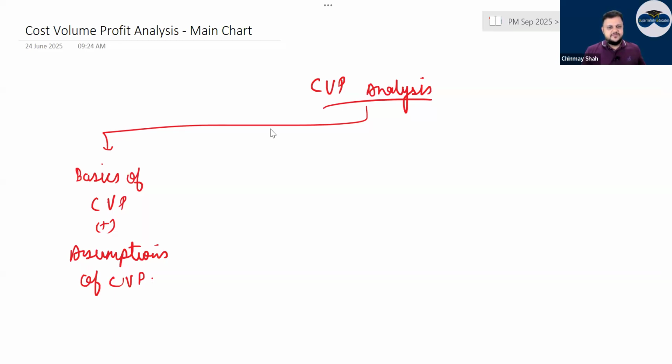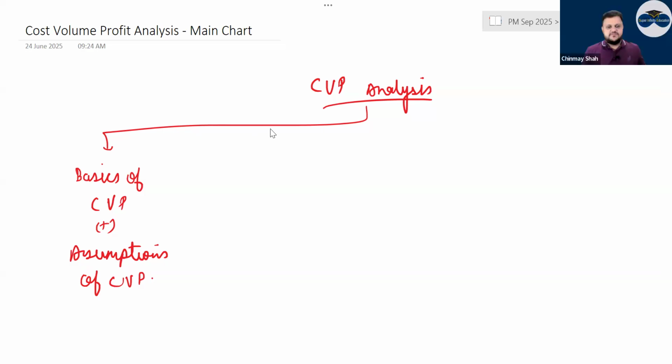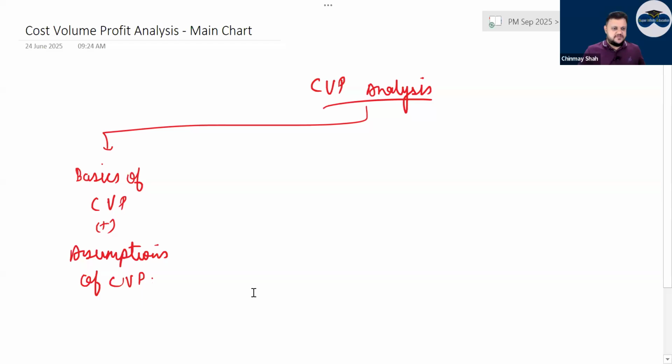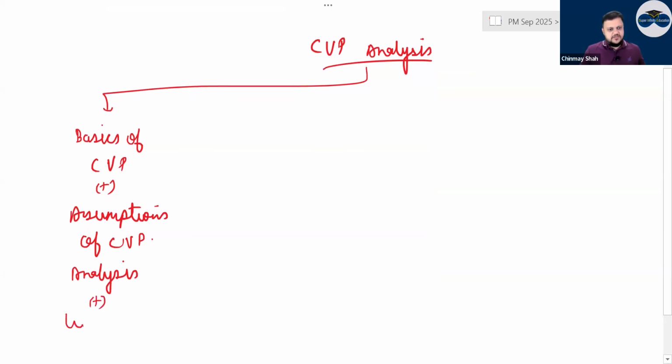टारगेट प्रॉफिट, मार्जिन ऑफ सेफ्टी, मल्टी प्रोडक्ट, ग्राफ्स. लिमिटेशन ऑफ ब्रेक इवन एनालिसिस दिख रहा है क्या? Sir, your screen is not visible. ओके मैडम, हैव अ लुक. एक क्वेश्चन है assumption of CVP एनालिसिस, प्लस एक और क्वेश्चन है लिमिटेशन ऑफ ब्रेक इवन पॉइंट. दीज आर थियरी क्वेश्चन. बेसिक के साथ ये प्योर थियरी है. लिमिटेशन ऑफ ब्रेक इवन पॉइंट.